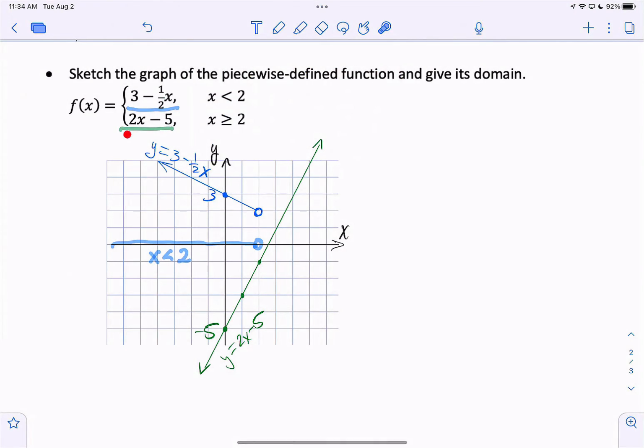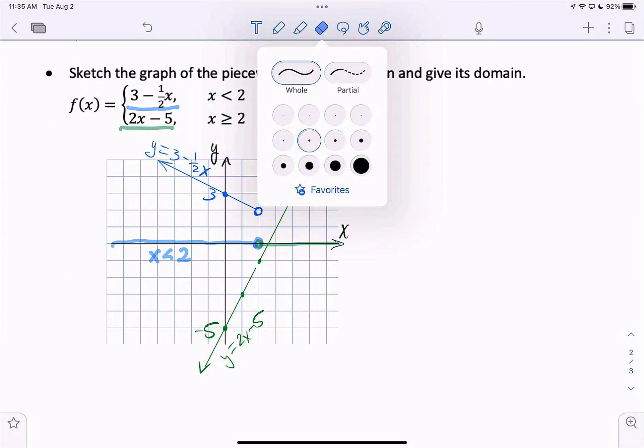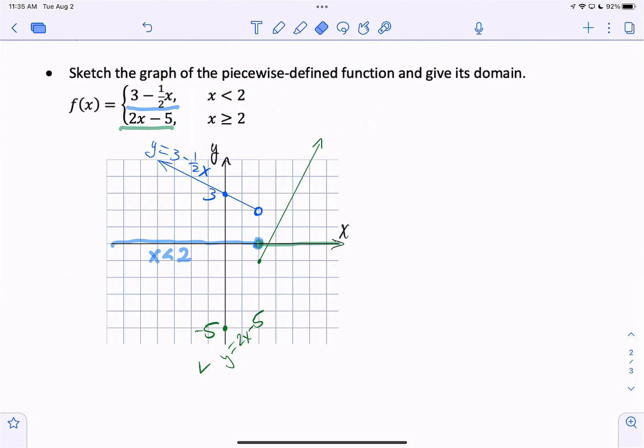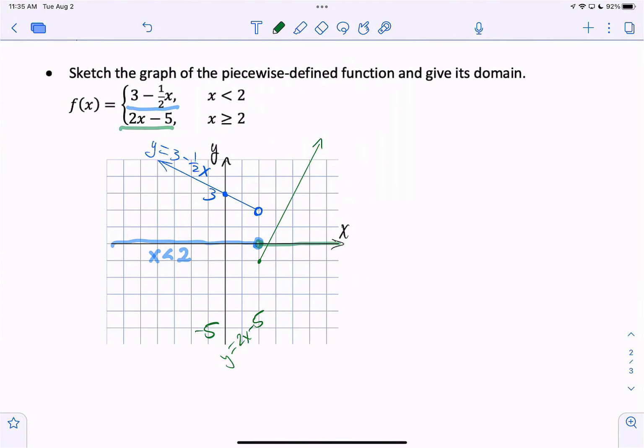Now the other line, y equals 2x minus 5, is supposed to apply when x is greater than or equal to 2, and so on our x-axis, I'm going to start it at 2 and then shade to the right. And it's only on this region that I should have the green graph. So I'll erase everything to the left of 2 for the green curve. And now I have this graph that's got a blue piece to the left of 2 and a green piece to the right of 2. And then I'm going to emphasize that at the leftmost endpoint of the green graph, I should have a closed dot because of that, or equal to.